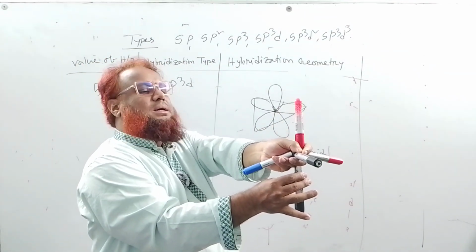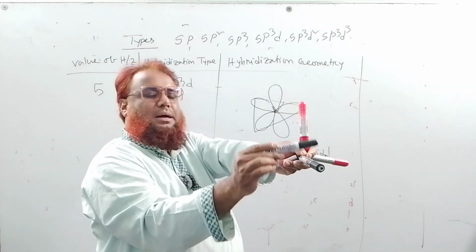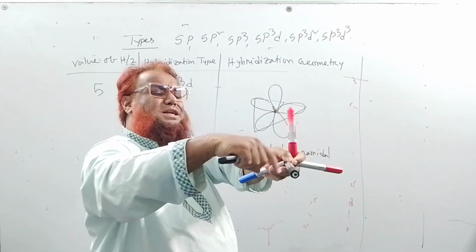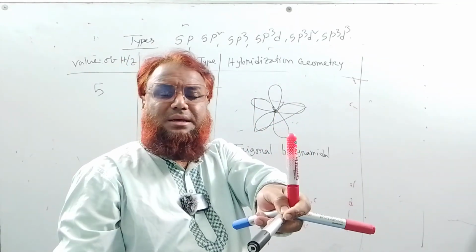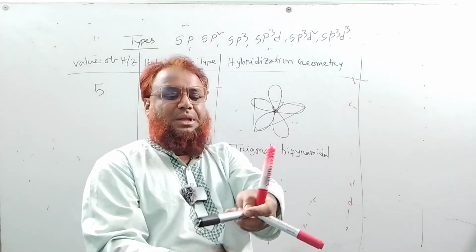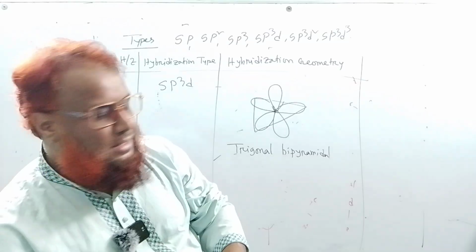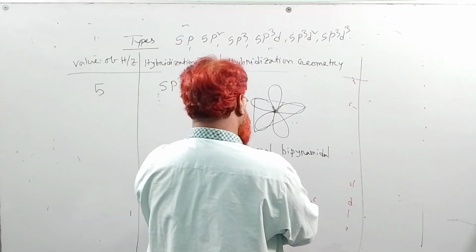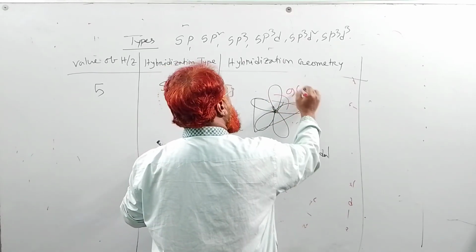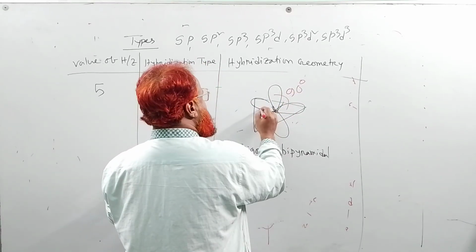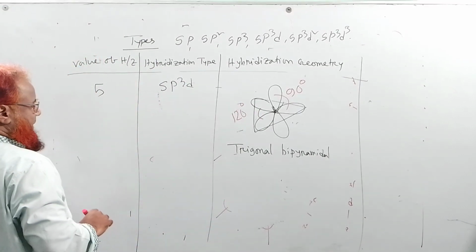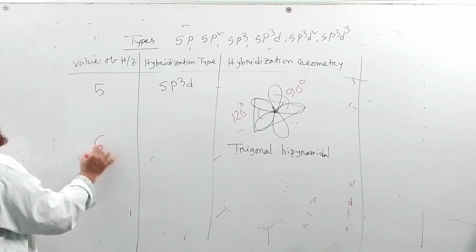So, what should be the bond angle? You know that this is perpendicular and this is also perpendicular, but this is a trigonal arrangement. So, the trigonal arrangement will provide the bond angle 120, but the perpendicular ones will provide the bond angle 90 degree. So, here the bond angle will be of 2 types: 90 degree for the perpendicular arrangement, and this is for 120 degree. So, this shape is trigonal bipyramidal.